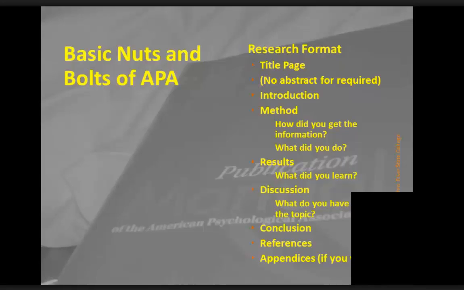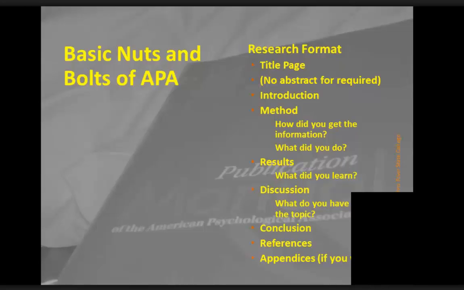The next slide, I call it the basic nuts and bolts of APA. These papers are written in a research format, and they include a title page. Research papers have abstracts, but because ours are not as long as your standard research papers, I do not require an abstract, so you will not need to be doing that. There's an introduction, then there's methods, results, discussion, and conclusion as a part of the body. Then you have references, and if you want, you can add appendices.